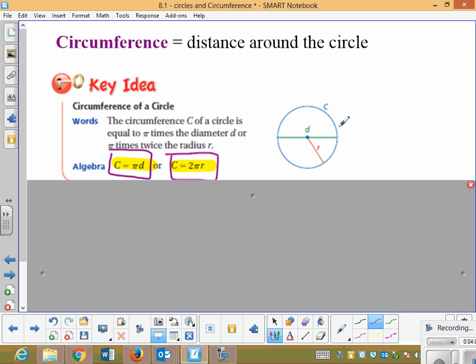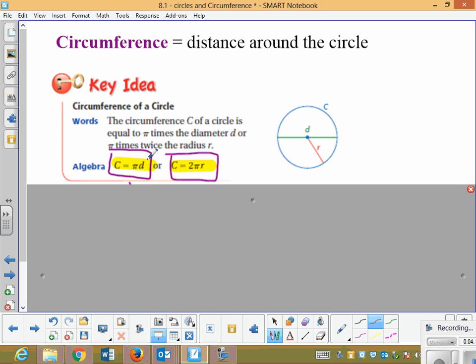That's why we have C going around in blue. If you can copy this down, label C going around the circle, that's circumference. D, we've already done, that's diameter. And then R is going to be the radius. And this blue dot right here, that's called the center. Now, C, I have here, represents circumference.